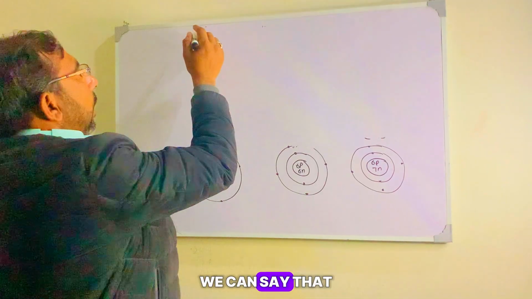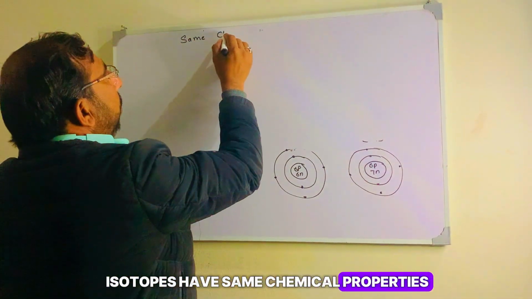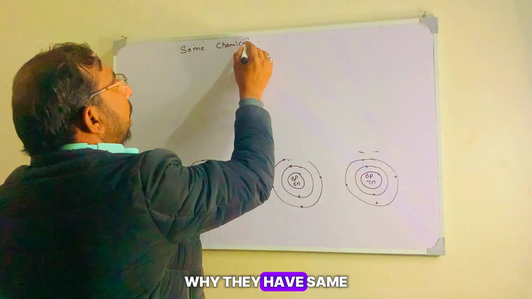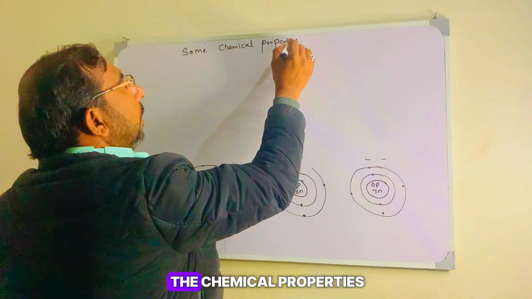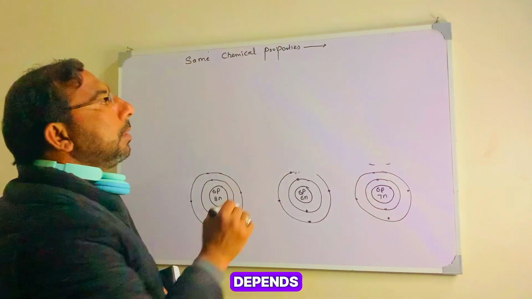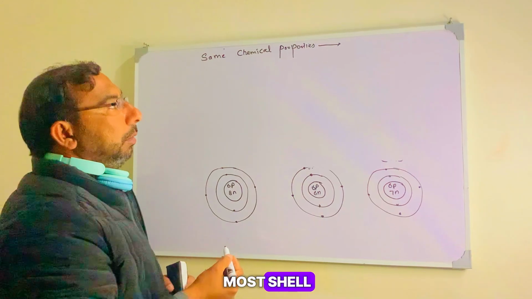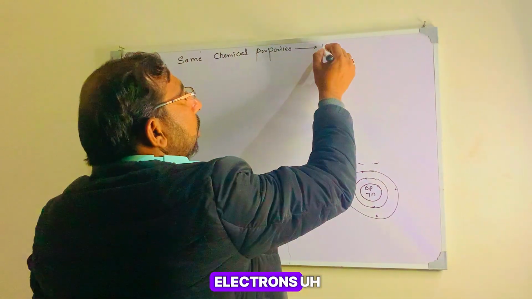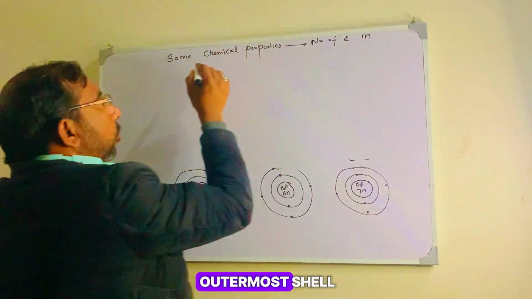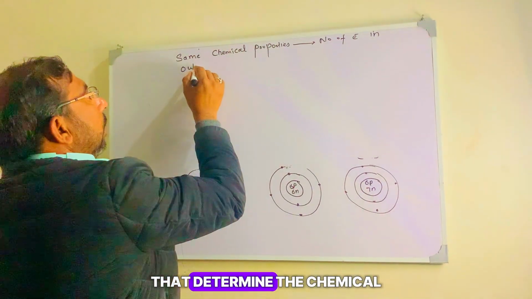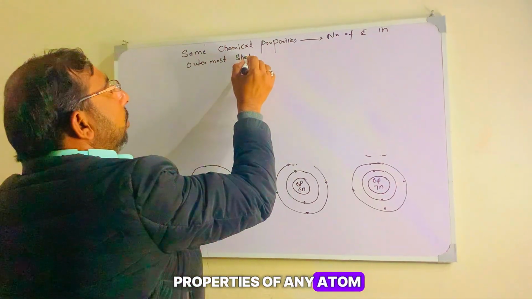We can say that isotopes have the same chemical properties. Why do they have the same chemical properties? Because we know that chemical properties depend on the number of electrons present in the outermost shell, and the number of electrons in the outermost shell determines the chemical properties of any atom.